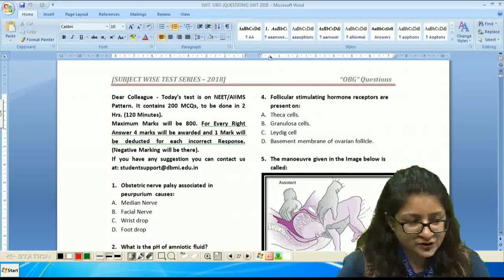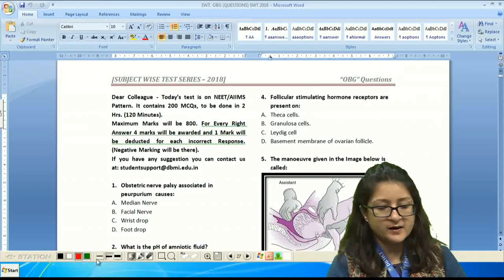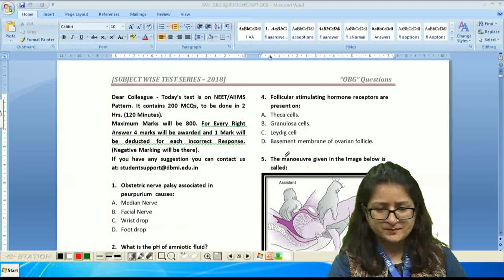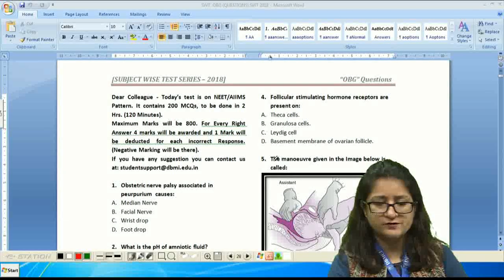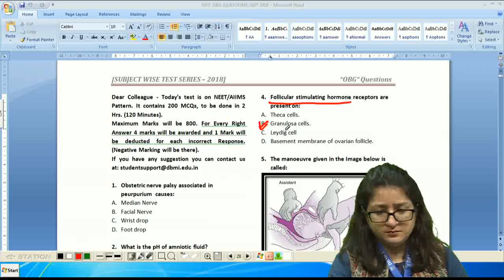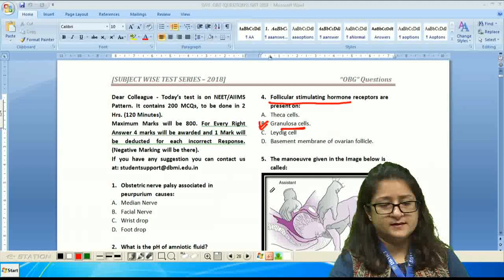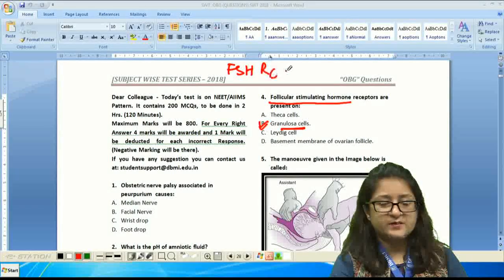All right. Question number four. Follicle stimulating hormone receptors are present on theca cells, granulosa cells, Leydig cells, or basement membrane of ovarian follicle. The correct answer is that they are present on the granulosa cells. So remember that the FSH receptors are present on the granulosa cells.